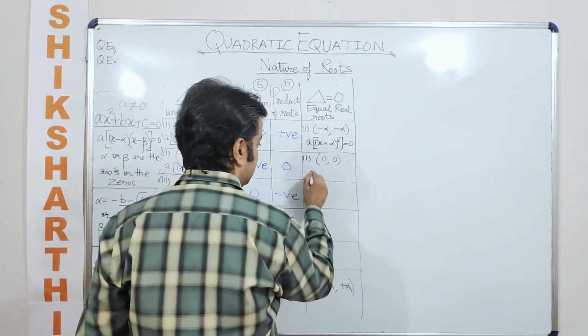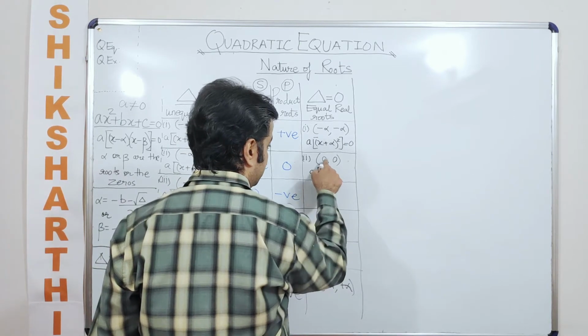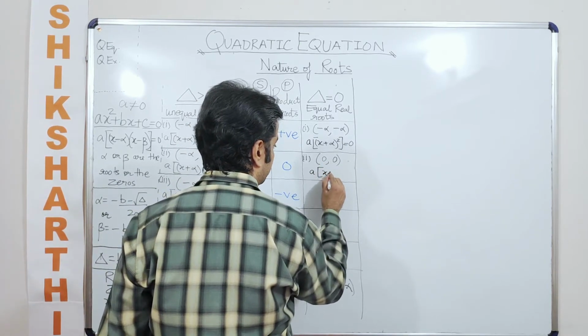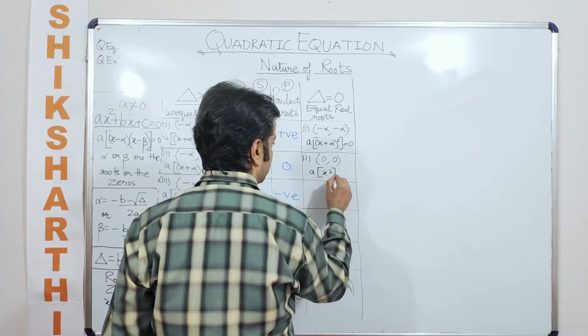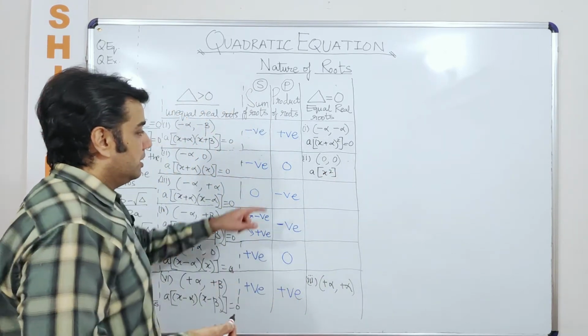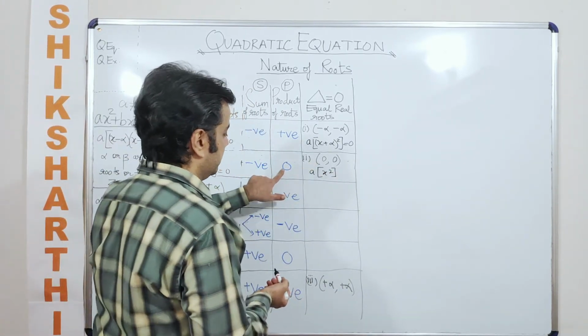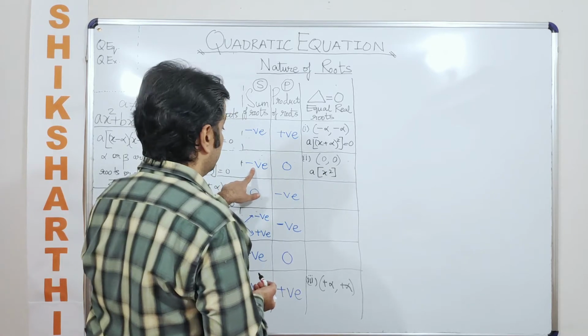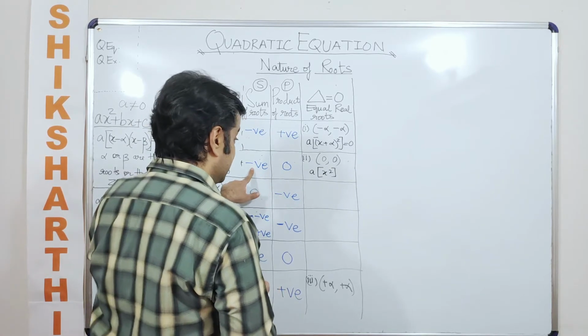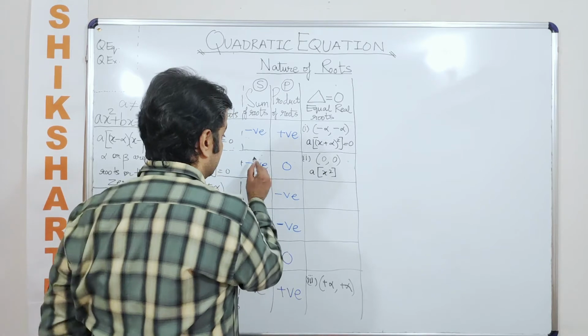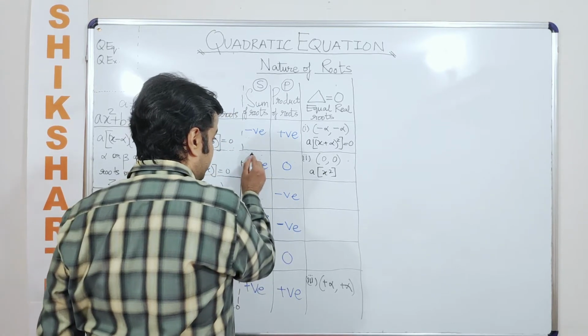What will be the equation in this case? This will be a times x minus 0 into x minus 0, which is just like saying a times x square. Now in this case, what will be the product? The product would be a 0. And what about the sum? The sum will be a 0 in this case, which I am writing with a black marker.